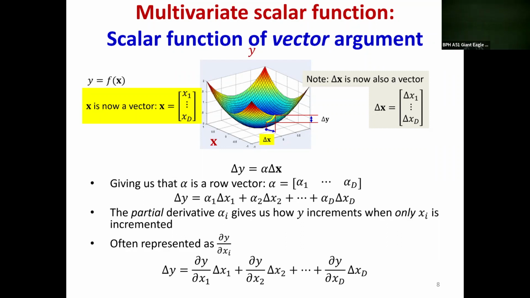So what is alpha going to look like? What do I have to multiply a column vector by to get a scalar? A row vector, right? So your alpha is going to be alpha 1 through alpha d, as many components as the input itself. And now, if I actually write it out, you're going to get delta y equals alpha 1 times delta x1 plus alpha 2 times delta x2 and so on.